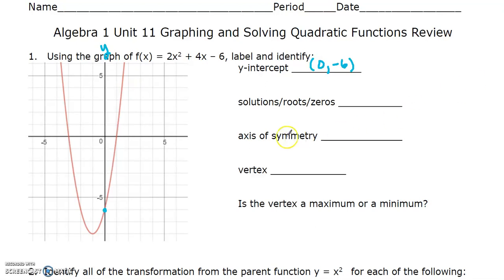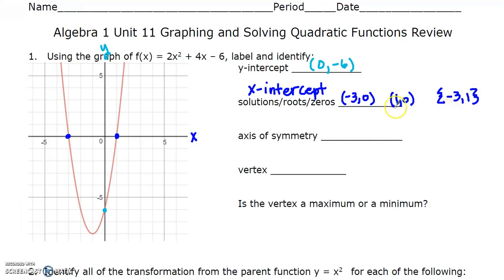The next thing is asking me for the solutions, the roots, the zeros. Remember, you guys, that all just means x-intercepts. So on the x-axis, I just need to find where it's crossing the x. It crosses here and here. So this first one is -3, 0. And the next one is 1, 0. Remember, we could write that as a set of numbers with braces. Either way would be fine.